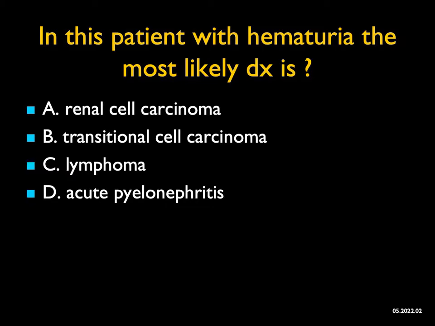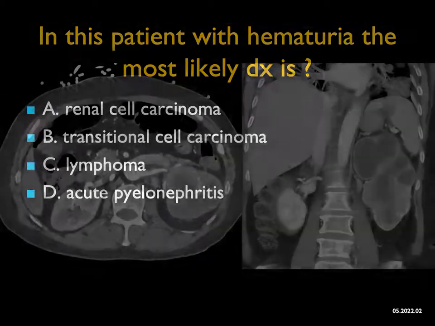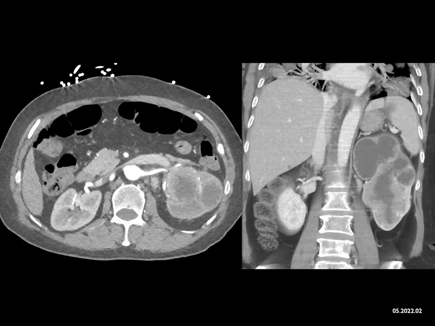In this patient with hematuria, the most likely diagnosis is, well, we see a large mass in the left kidney, so we know we're dealing with malignancy. Yes, I could have thought about acute pyelonephritis, but then you'd have to be thinking about something like XGP, but you don't see a staghorn calculus. What you really appreciate here, besides what obviously is a large kidney, is really dilated calyces.